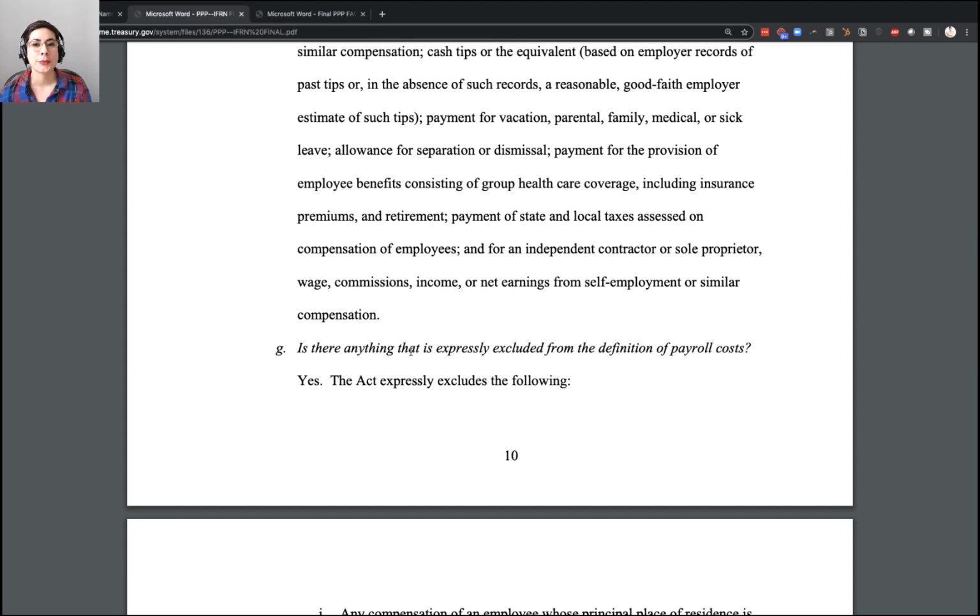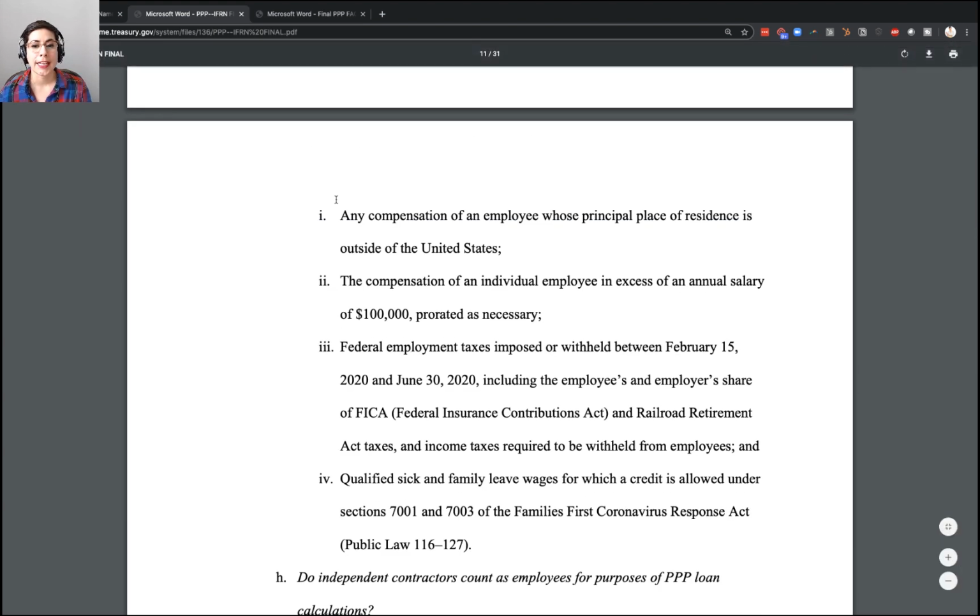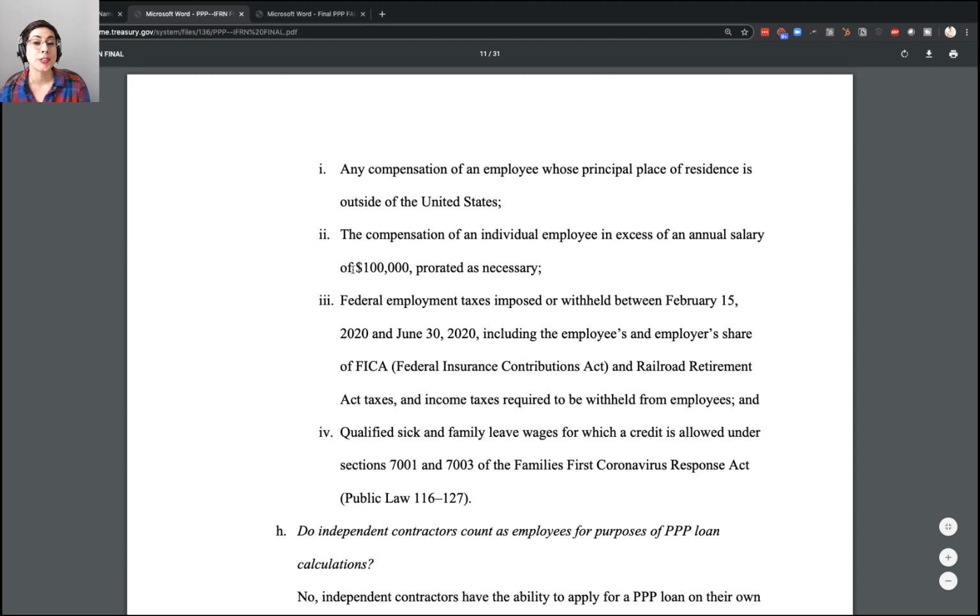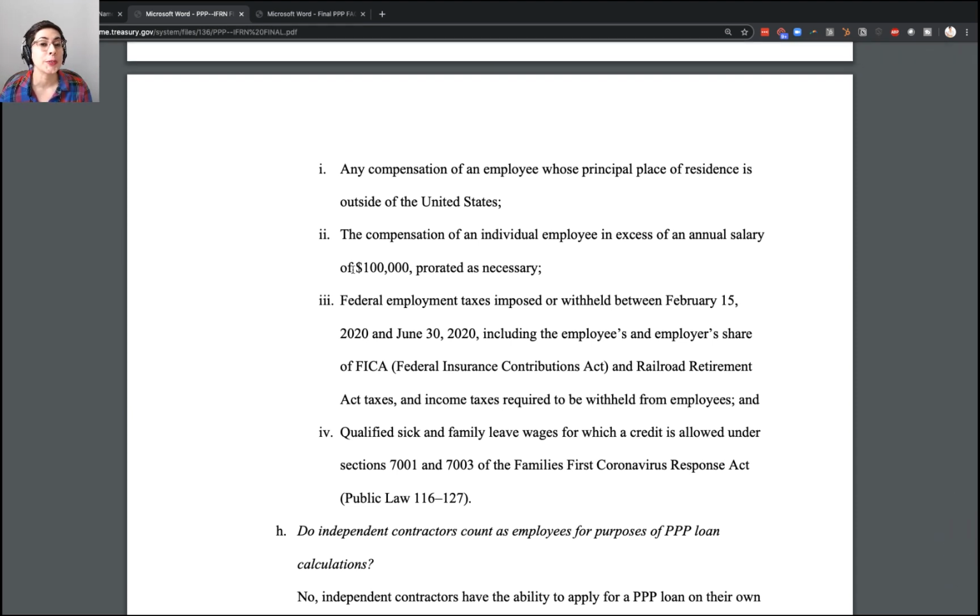In this interim ruling, they've also expressed what is not allowed. Again, any compensation for anybody who's not in the U.S., or any amounts over $100,000. So you can include everything at $100,000 and under. And federal taxes, and this is all going to be on the employer side.